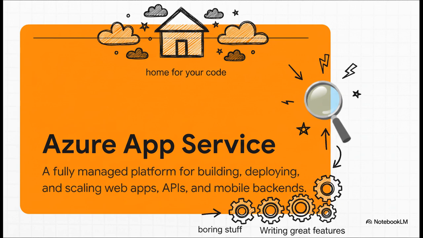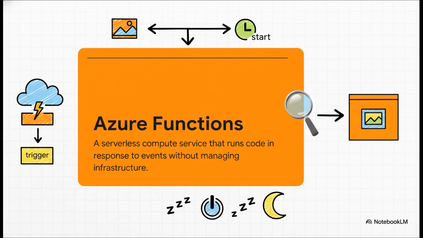It's what we call a fully managed platform, which is just a fancy way of saying Azure handles all the boring stuff: the servers, the maintenance, the security patches, so we can focus on what we actually care about, building cool features. But what about those small, little pieces of code that only need to run when something very specific happens? For example, what if you want to resize an image the instant a user uploads it? Well, for that, we have Azure Functions. It's serverless, which means it literally just springs to life when it's triggered, does its one job, and then goes right back to sleep. And the best part, you only pay for that split second it's actually running.